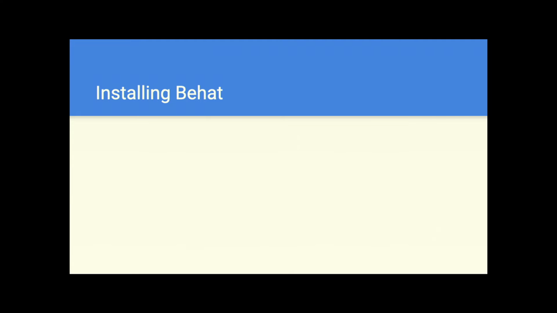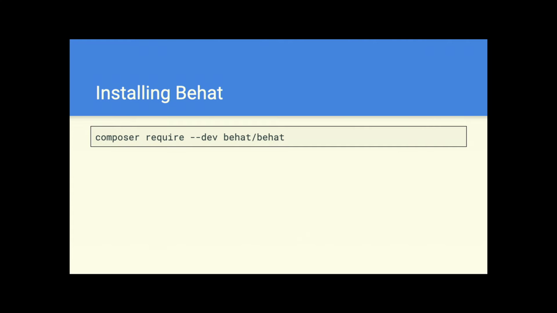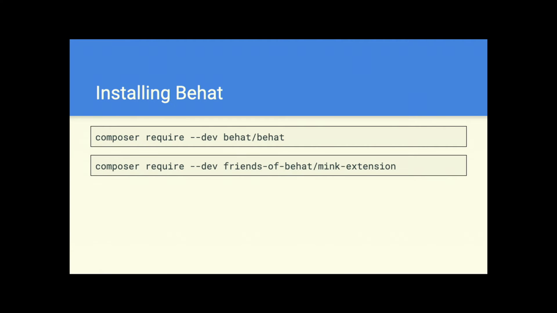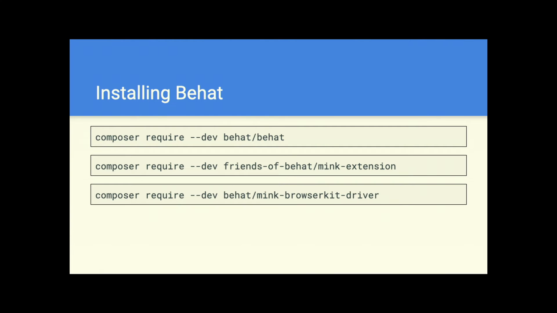So installing Behat. First thing you do, composer require Behat. And don't forget the --dev. You do not want to have this on production. Besides that, we use the Mink extension. The Mink extension is a plugin for Behat that will allow you to act like a browser. With that comes the Mink browser kit driver.